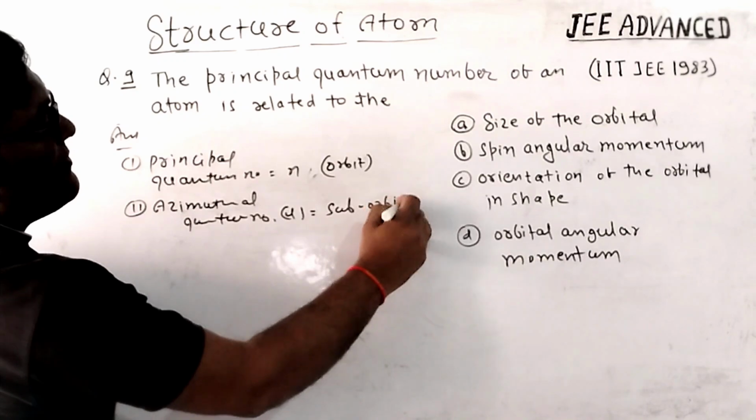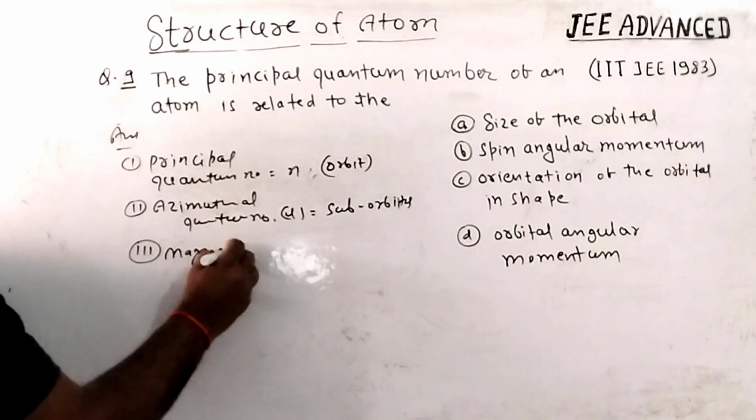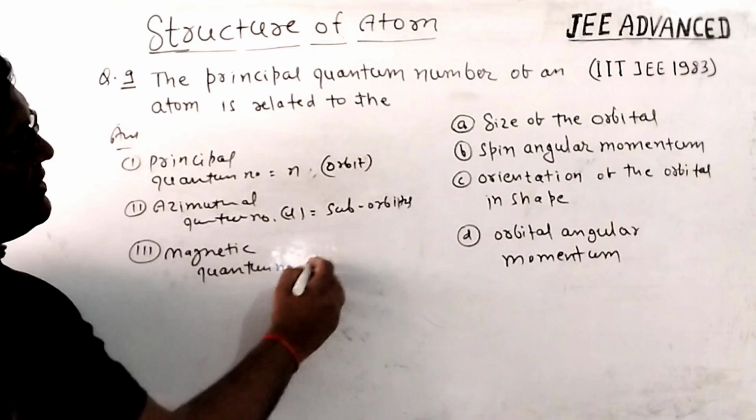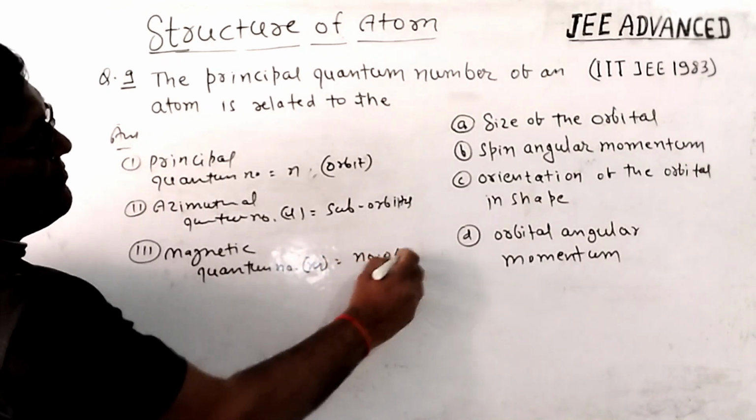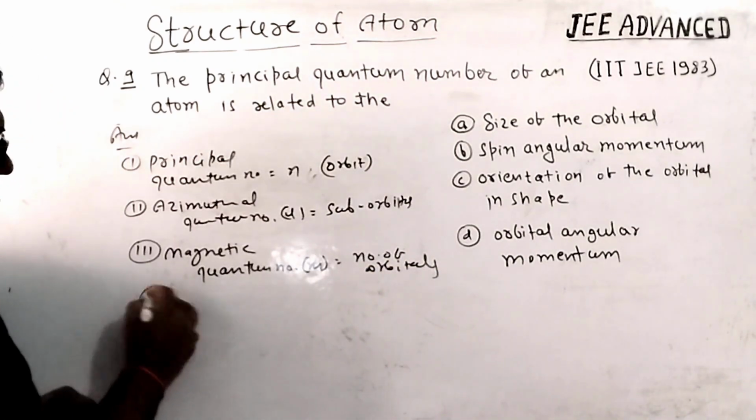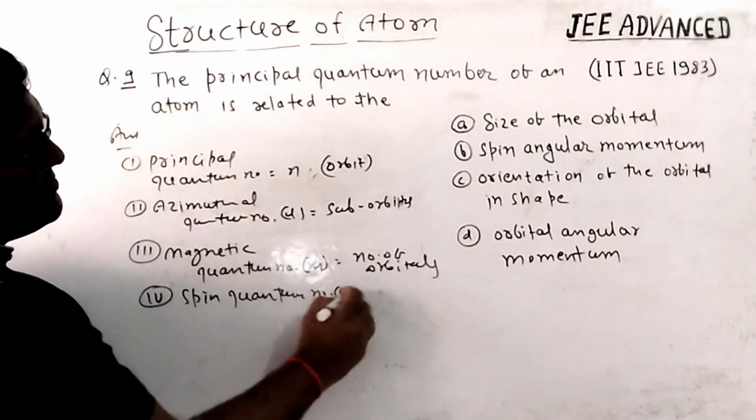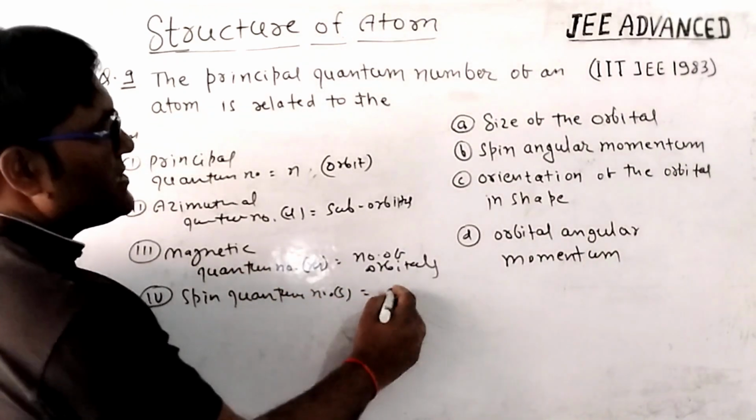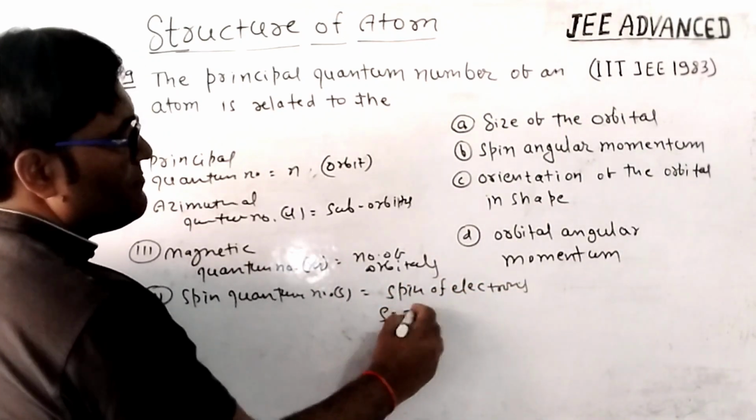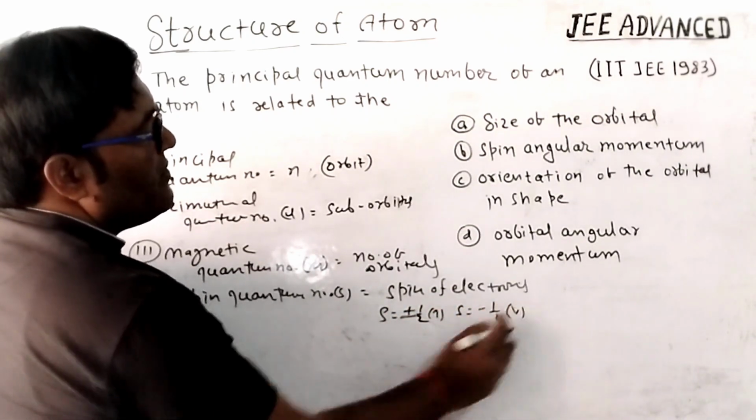suborbits inside the atom. Third is magnetic quantum number denoted by m and represents number of orbitals inside the atom. Fourth is spin quantum number denoted by s. So spin quantum number represents spin of electrons on their axis. So s is plus half, so spin is clockwise. s is minus half, so spin is anti-clockwise.